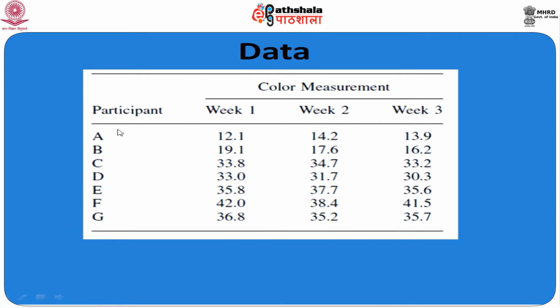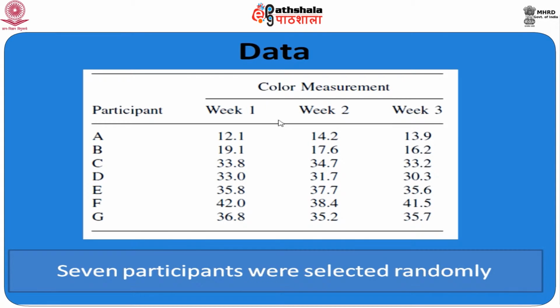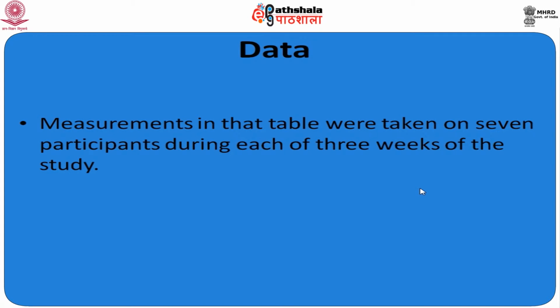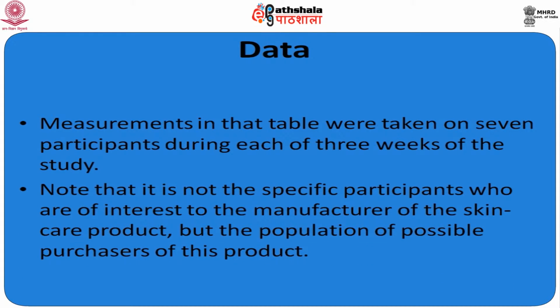There are 7 participants and the skin measurements over 3 weeks are here in 3 columns. The measurements in the table were taken on 7 participants during each of the 3 weeks of the study. Note that it is not the specific participants who are of interest to the manufacturer of the skincare product, but the population of possible purchasers of this product. That means those 7 participants were selected randomly.